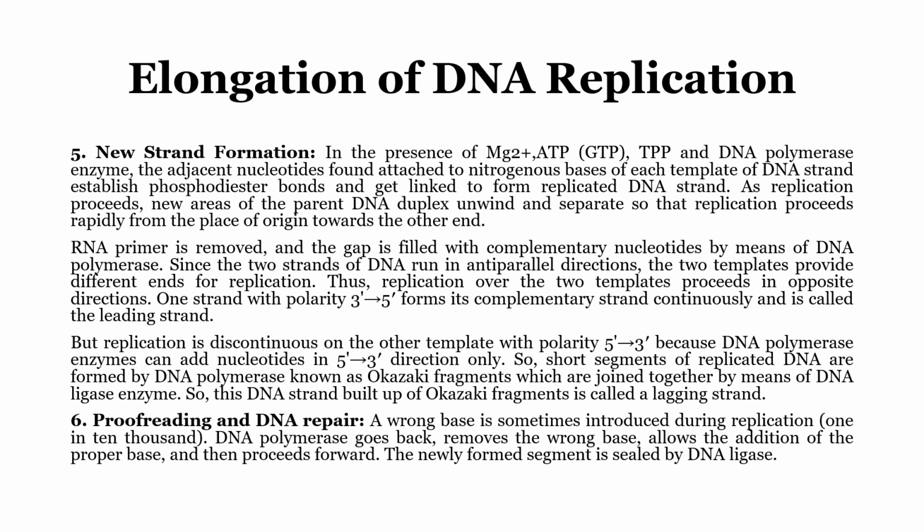Since the two strands of DNA run in anti-parallel direction, the two templates provide different ends for replication. Thus, replication over the two templates proceeds in opposite directions. One strand with polarity 3' to 5' forms its complementary strand continuously, and it is called the leading strand. But replication is discontinuous on the other template with polarity 5' to 3' because DNA polymerase enzyme can add nucleotides in only one direction.